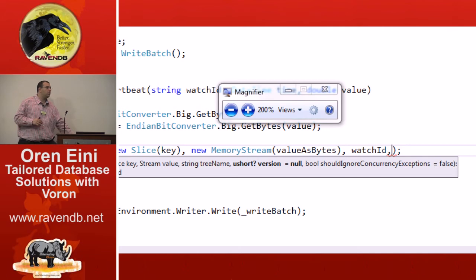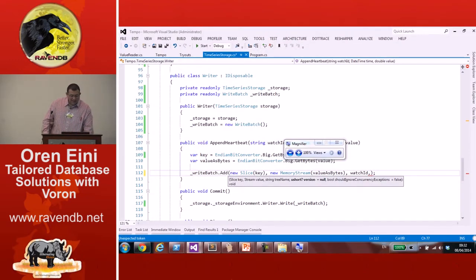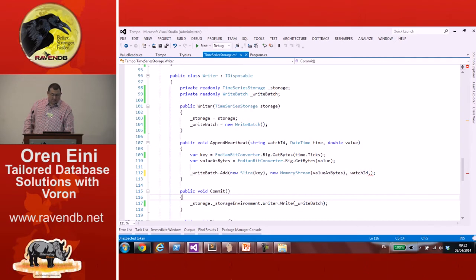Where's the durability here then? Like, where does it get written? Here, after write returns, it's on the disk. Before you call write, it's just inside this object. There's nothing else.